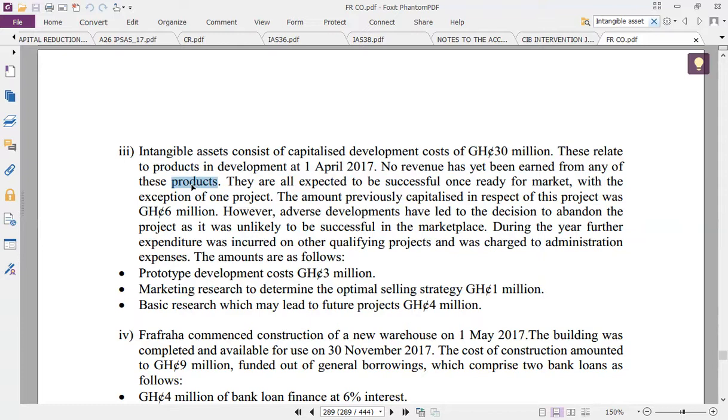For markets. With the exception of one project, the amount previously capitalized in respect of this project was 6 million. However, adverse development has led to the decision to abandon the project as it was unlikely to be successful in the marketplace. Fine. During the year, further expenditure was incurred on qualifying projects and was charged to administrative expenses. The amounts are as follows.